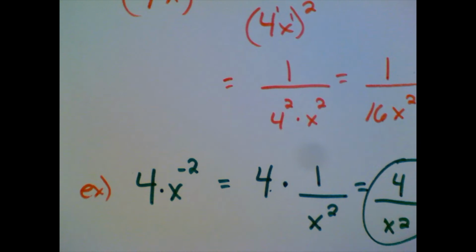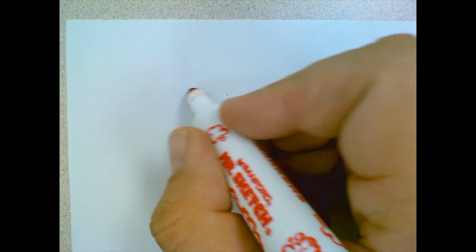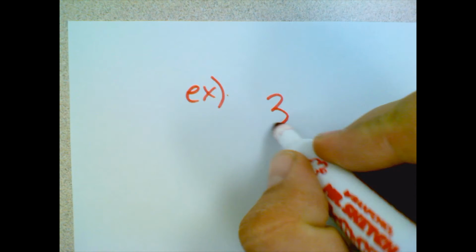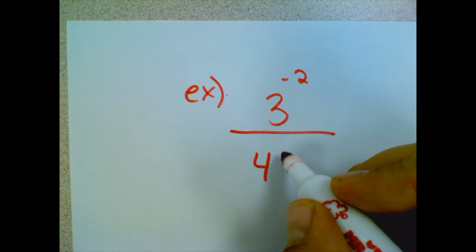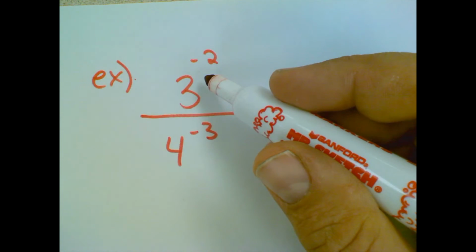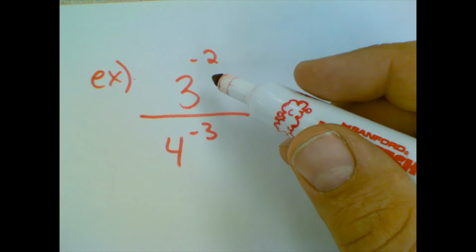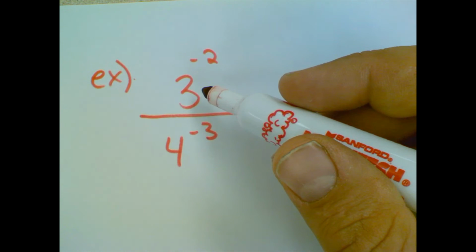All right, let me do some problems where there's negative exponents on both the top and the bottom. So this can be kind of confusing. Let's say I have 3 to the negative second on top and 4 to the negative third on the bottom. Here's my simple rule. If you see a base with a negative exponent, it's in the wrong place. The power's in the wrong place.